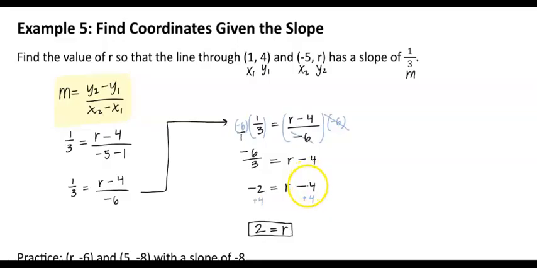Now that I just have r minus 4 on the right side, I can add 4 over to get the r by itself, and I figure this out. -2 plus 4 is 2, so my r value would have to have been 2 to make that a slope of 1/3. Okay, on your own, I want you to try the practice problem. That's exactly the same as this. See if you can set it up and solve it for the value of r.